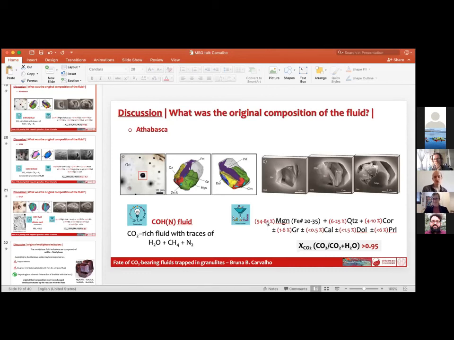My question was general. I'm not a fluid inclusion person, I'm more of a cold subduction person. Why do you choose garnet to look for the fluid inclusions? Because there will be many peritectic minerals growing in the granulite facies, but I always seem to see garnet focused on. Is there a reason for that?